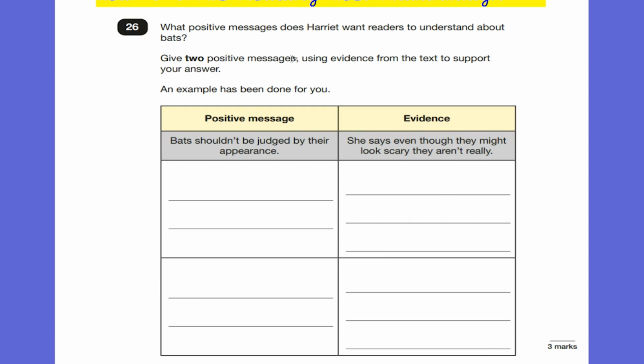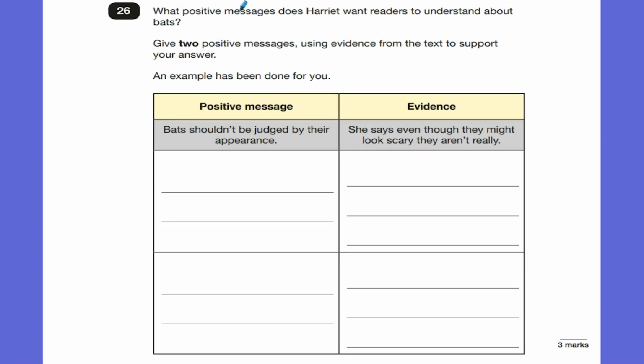Give 2 positive messages using evidence from the text to support your answer. What positive messages does Harriet want the reader to understand about bats? So what could those positive messages be? Bats shouldn't be judged by their appearance. She says, even though they might look scary, they aren't really.